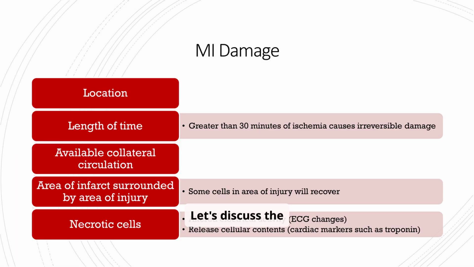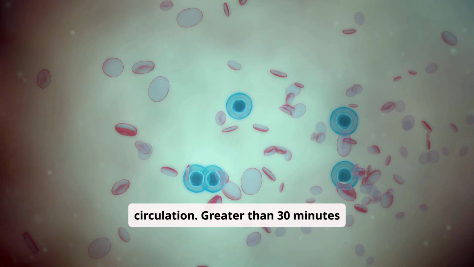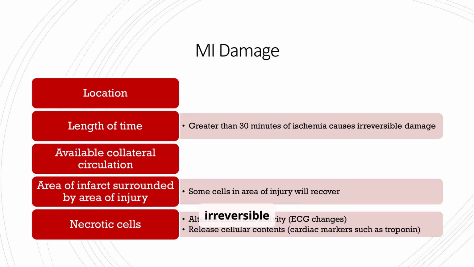Let's discuss the characteristics of MI damage. Factors include location, length of time, and available collateral circulation. Greater than 30 minutes of ischemia causes irreversible damage. Necrotic cells release cellular contents, such as cardiac troponin, which can be detected in blood tests.